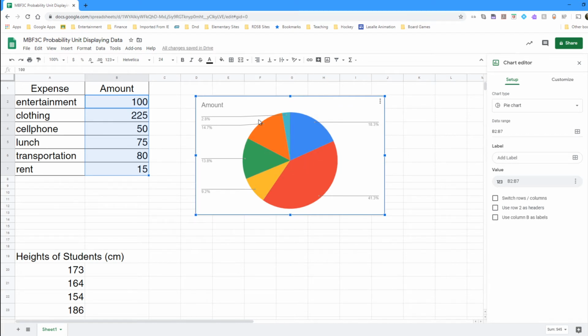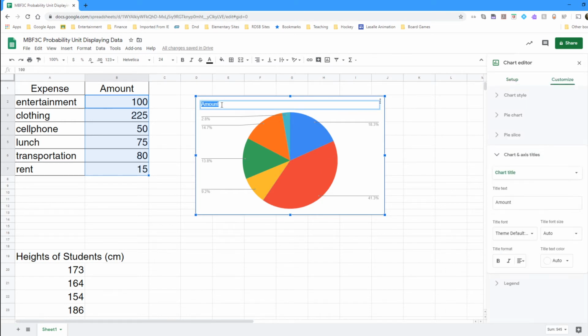So in this, what happened here is the spreadsheet decided to use a pie chart to represent this information. Because it's only one set of data, it kind of said, well, this is probably best described as a pie chart. And we can see that the biggest slice of the pie, which is clothing here, clothing is the biggest number, so it's going to have the biggest slice of the pie.